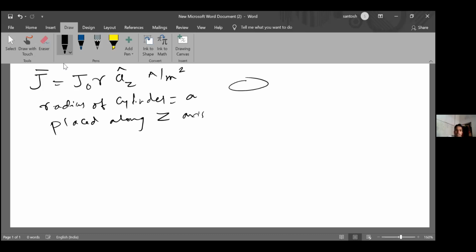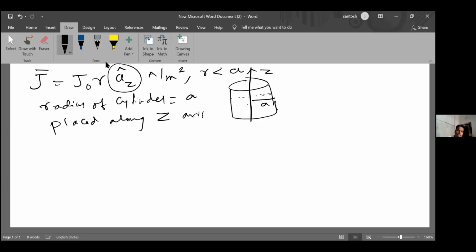Okay, so there is a cylinder like this, placed along the z-axis. The direction of current density is obviously along the z direction, and the radius is A. This current density is for r less than A. So anywhere in between, if you take a point which is less than A, this is the current density.